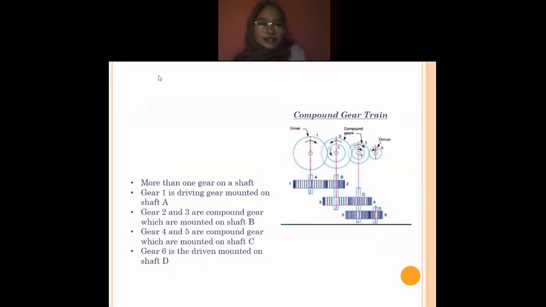Okay, next. Compound gear train. More than one gear on a shaft. Gear 1 is the driving gear mounted on shaft A. Gears 2 and 3 are compound gears which are mounted on shaft B. Gears 4 and 5 are compound gears which are mounted on shaft C. And lastly, gear 6 is the driven gear mounted on shaft D.